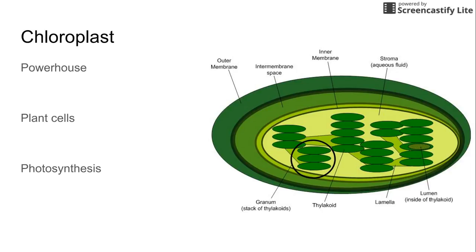The chloroplast is the powerhouse of the plant cell. So instead of the mitochondria, we have the chloroplast. And this is where photosynthesis occurs.